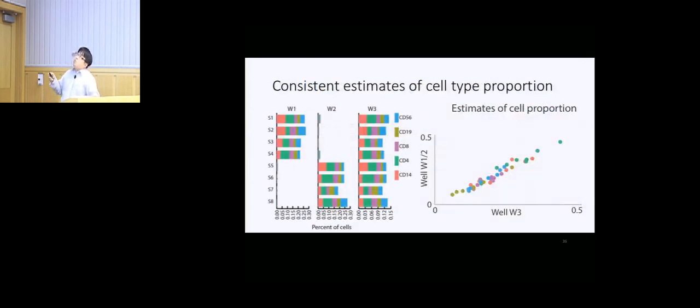Also, we can view the proportion of cells in well 3, well 1 and well 2 by each individual and each cell type, and they look very concordant. So this looks like a very reproducible result, even though we use the multiplexing techniques.